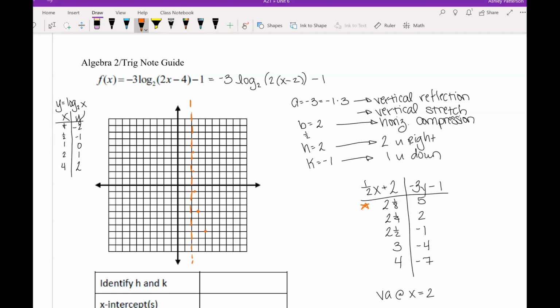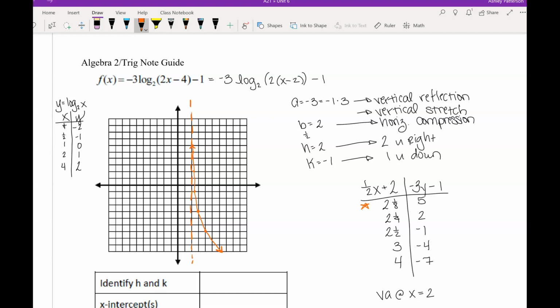6, 7. Hopefully my math is right. Hopefully yours is too. So remember, we start at that first point and then we go towards the additional points, connecting them in a curve and extending up, not crossing that vertical asymptote.